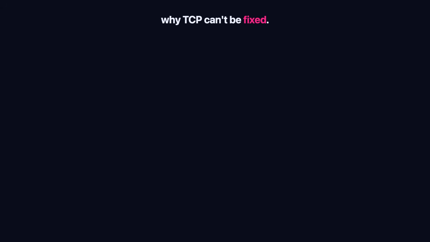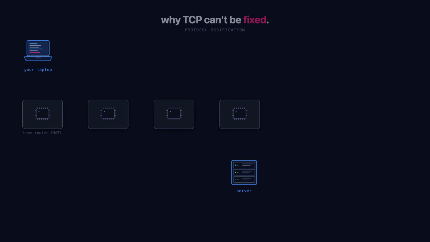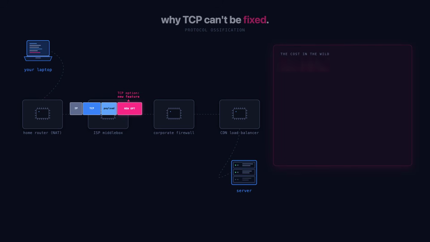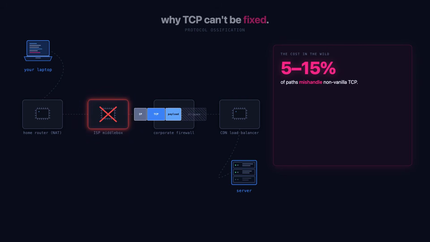So why not just fix TCP, add a feature, ship it, done? The reason is a phenomenon called protocol ossification. Between your laptop and any server, packets pass through a parade of middleboxes: your home router, your ISP's NAT, corporate firewalls, CDN load balancers, deep packet inspectors. They were built years or decades ago. They learned what a TCP packet should look like, and they enforce it bit for bit. Try to add a new TCP option. A meaningful fraction of paths, somewhere between 5 and 15%, will silently strip it, mangle it, or drop the whole packet outright. Your new feature works in a lab and dies in the wild.